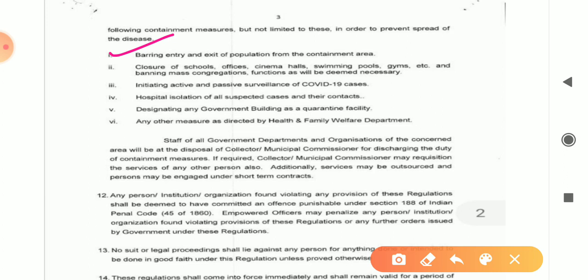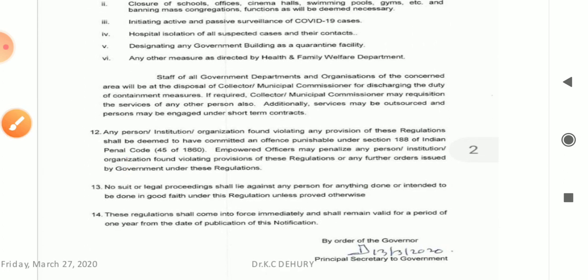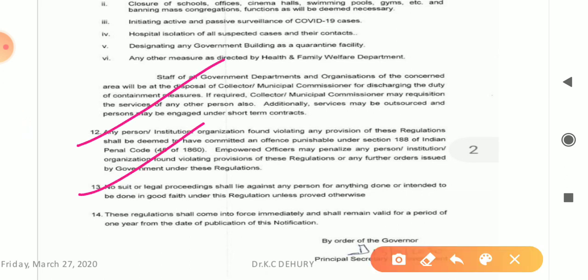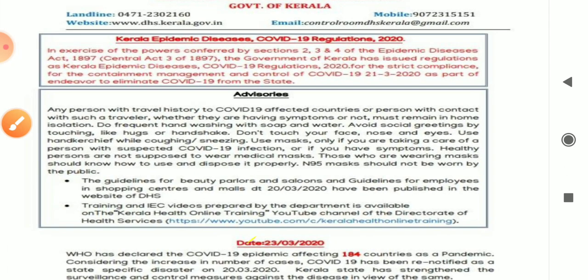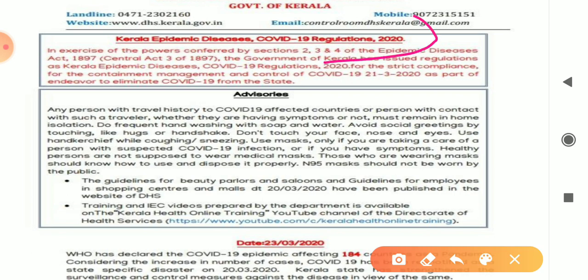Designating any government building as a quarantine facility, any other measures as directed by the Health and Family Welfare Department. So these are the provisions. All the three provisions are at par with sections 2, 3, 4 of the Epidemic Disease Act of 1897. Similarly, the Kerala government has issued COVID-2009 regulations. Here you should mark the word regulations, based on sections 2, 3, 4 of the Epidemic Disease Act of 1897.